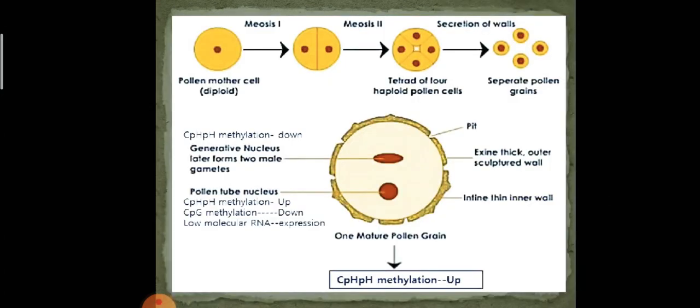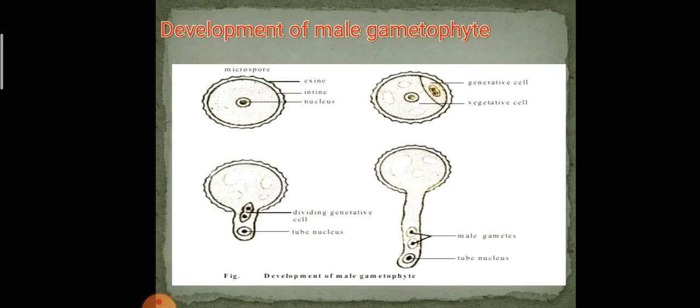Let's discuss pollen grain development, or development of the male gametophyte. Here you can observe the development of the male gametophyte, where a microspore undergoes the first mitotic division to produce a generative cell and a vegetative cell.